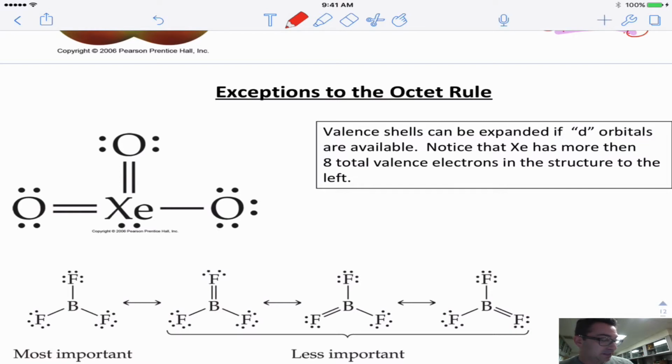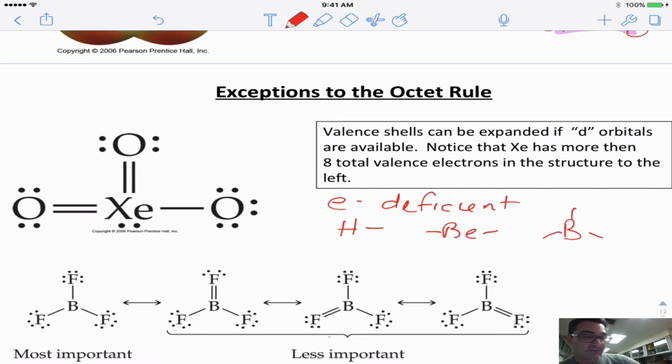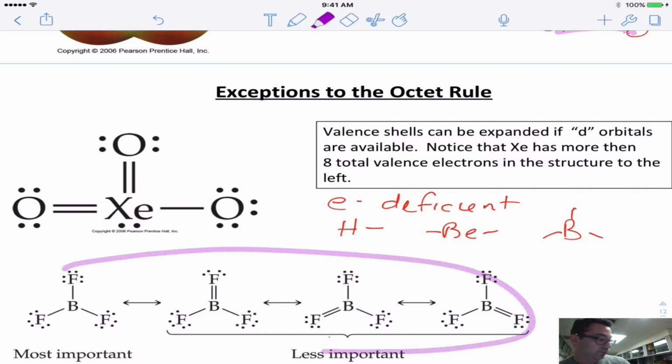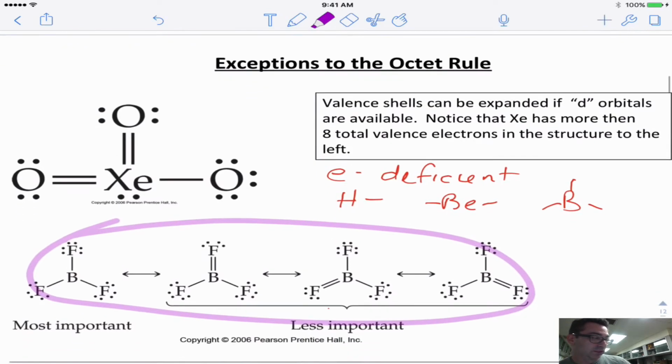So we have the electron deficient, and that would include hydrogen. That would include beryllium, which can form 2 bonds stably, and boron, which can form 3 bonds. Now, boron can form 4 bonds, and we can see that down here with this example that I'm circling in purple at the bottom of the screen.